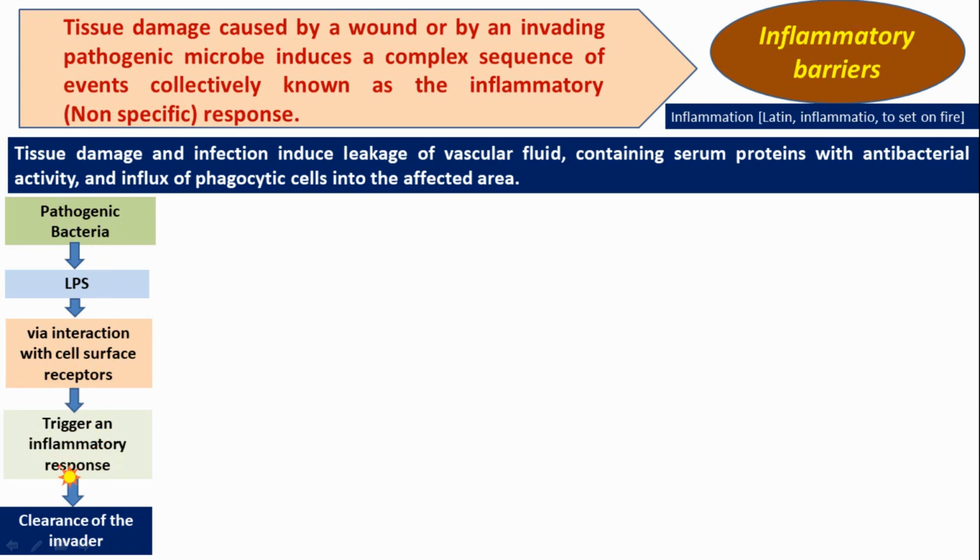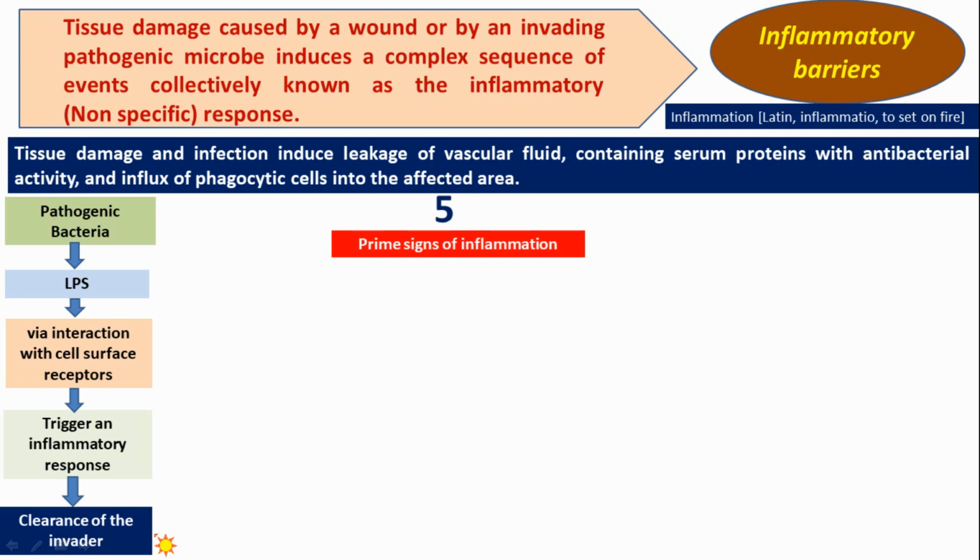With this whole inflammatory response, which includes several complex sequences of reactions, the pathogenic bacterium will be removed and the damaged tissue will be repaired, and ultimately there will be clearance of the invader from the site of tissue damage. So that's how this whole inflammation process helps in removing pathogenic invaders. Now we will discuss some more points related to inflammation. Whenever there is inflammation, there will be five prime signs of inflammation.